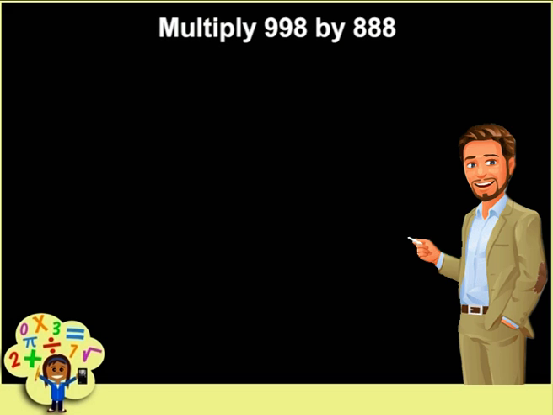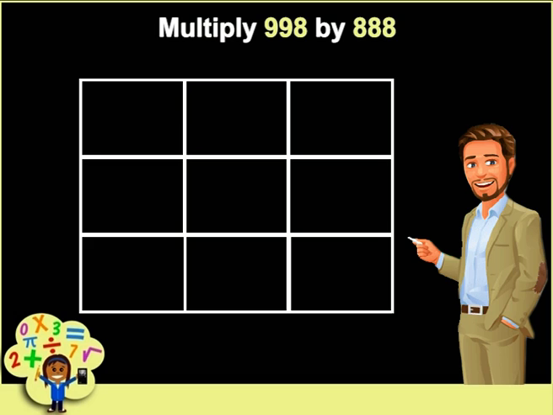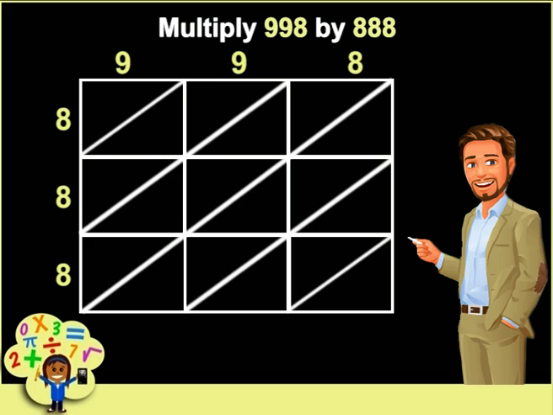Let us try one more example and multiply 998 by 888. First of all, we will draw the squares required to multiply 998 and 888. 998 and 888 are 3 digit numbers. We will first write the number on the top of the square, say 9, 9 and 8, and the other number on the left side of the square, say 8, 8 and 8, just as shown to you. Then we will divide each small square into two parts as shown.